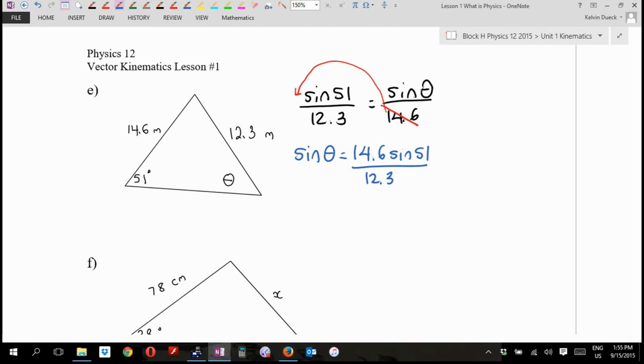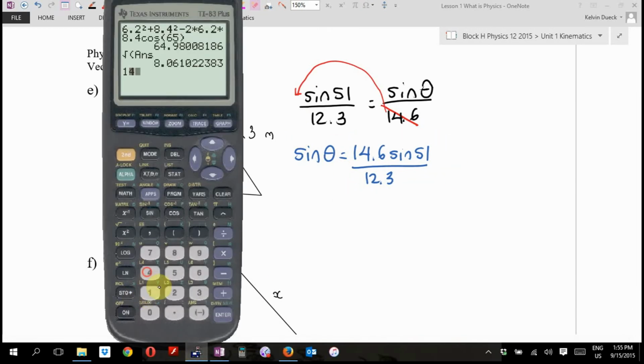Again, maximum bang, minimum buck, minimum errors. I'm going to actually type this whole thing into my calculator. In other words, I'm going to go 14.6 sine 51, close bracket, divided by 12.3. That's the sine of theta. Now what? I have to inverse this. Oh, I have that handy-dandy answer button. Inverse sine, arc sine.